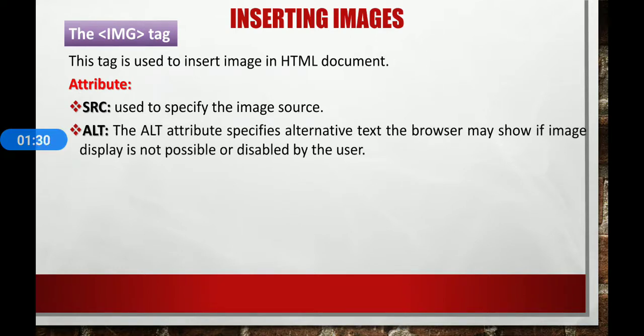So the next attribute is alt. It is used to specify the alternative text. If the image is not displayed in the web page, this text will be shown there.